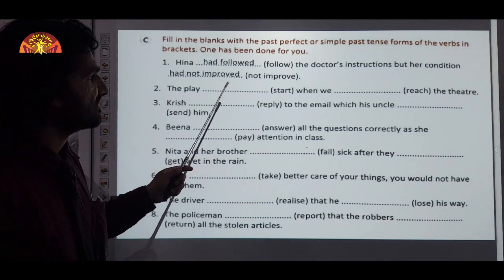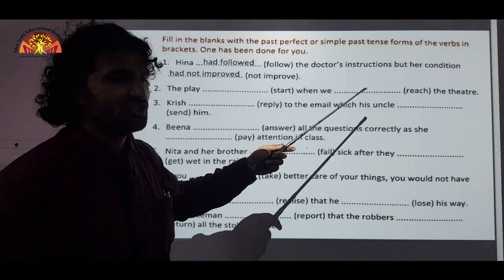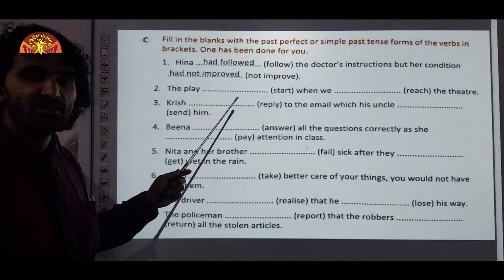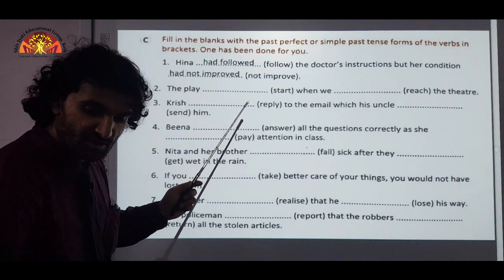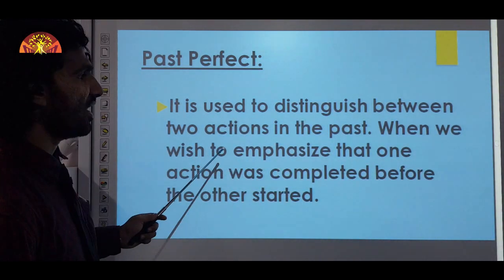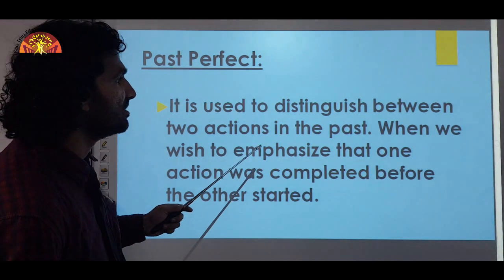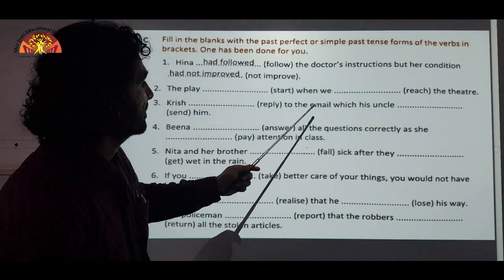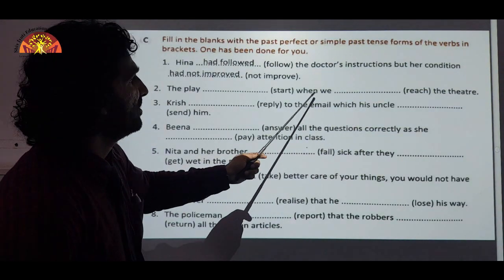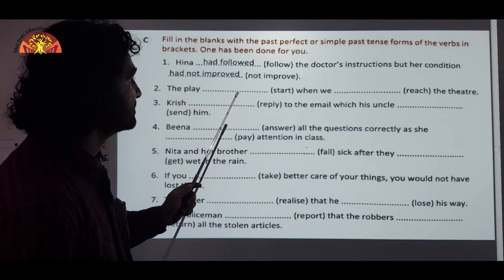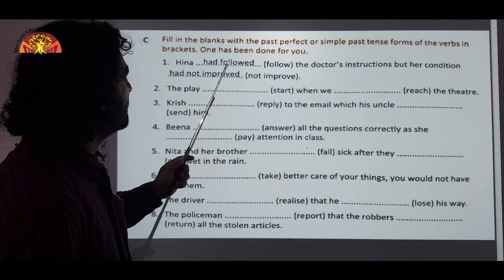The play had started when we reached the theater. So when we reached the theater, an action. The play had started. This is the other action. So as we learned in the definition, it is used to distinguish between two actions. When we reached the theater, the play had started. Okay, that's how we use the past perfect tense.